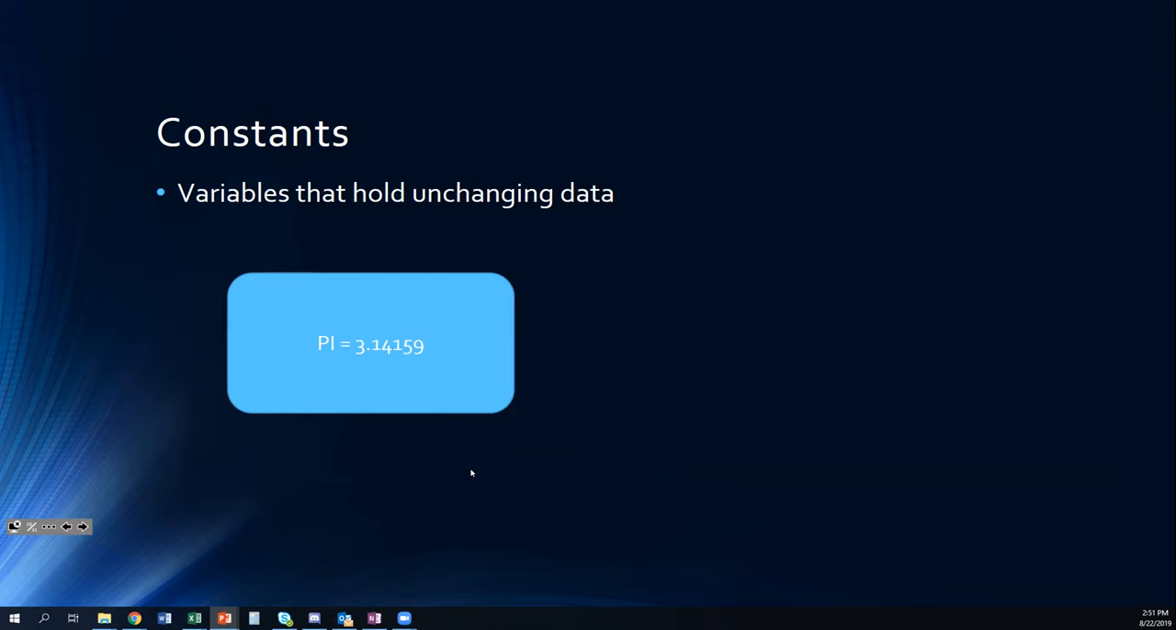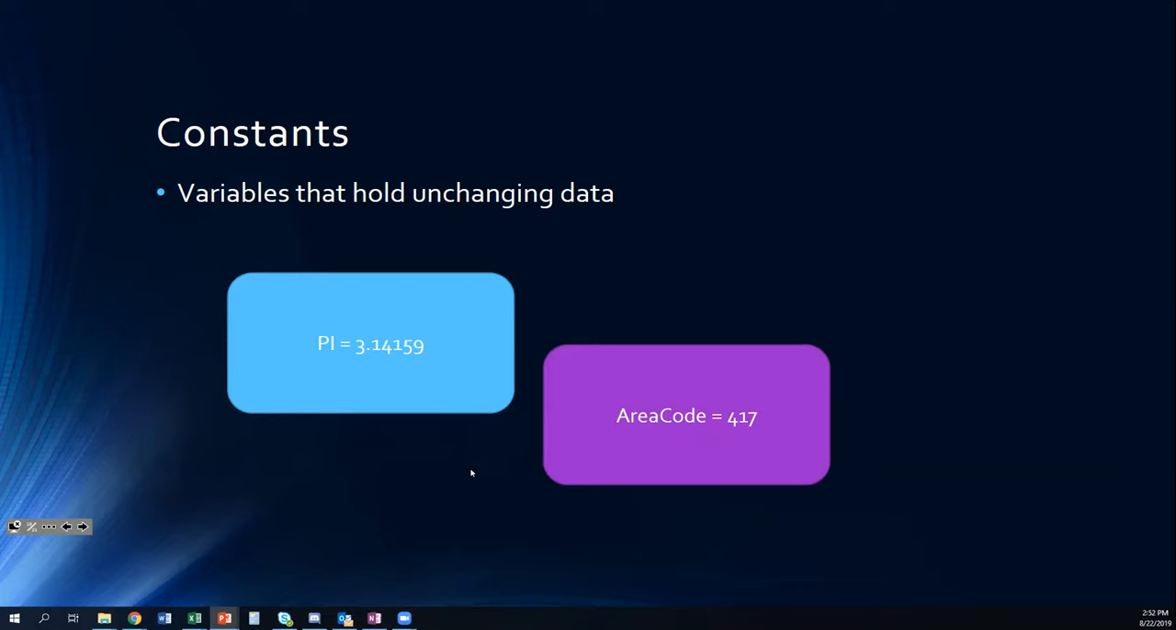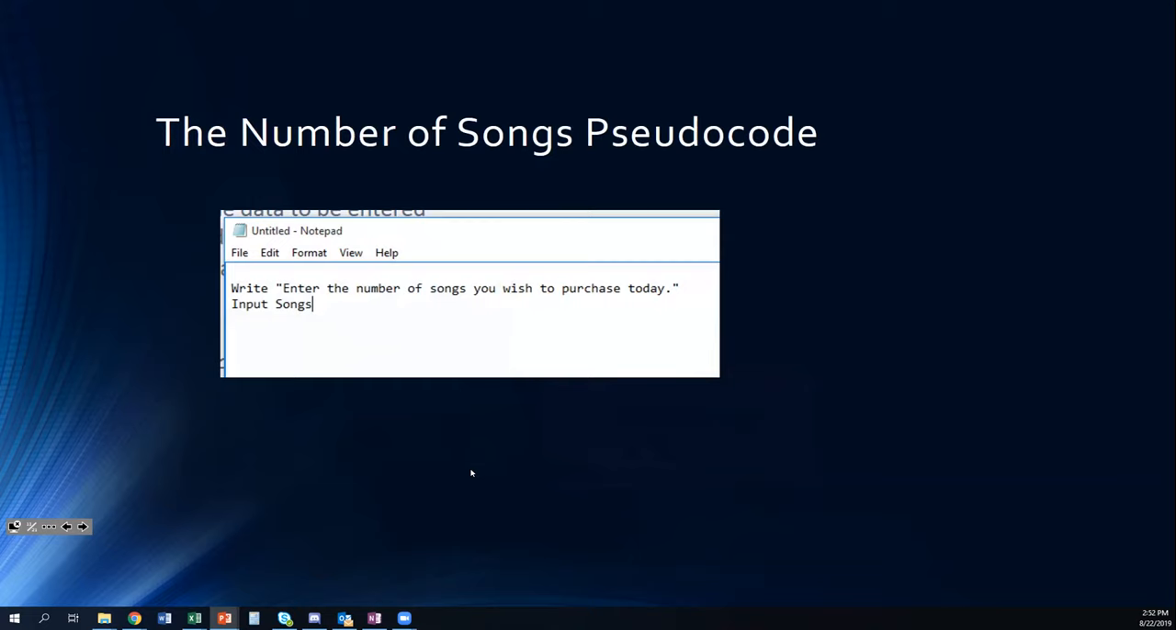Another good example of a constant would be our area code. If we went to another city, then the area code might change. But if our business was in Springfield and we just wanted to keep track of our area code, we could have that variable be a constant that never changed. Maybe you could do area code 1, area code 2. Yeah, you could do all sorts of different things if you wanted.